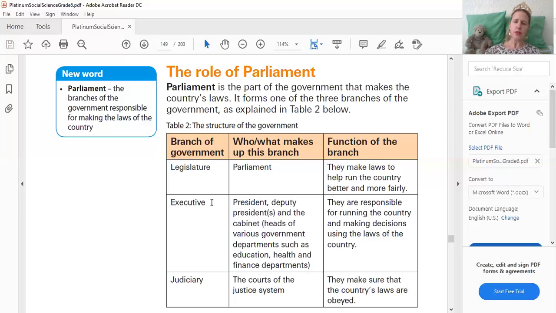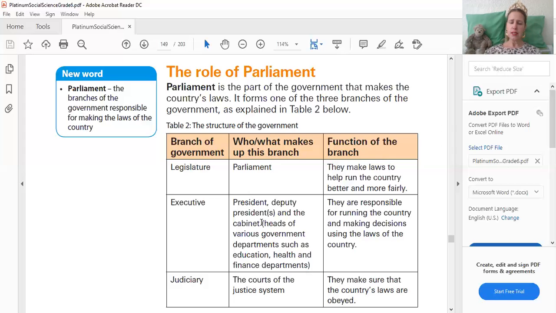Then executive. When you think of the word executive, do you not think of a man in a suit with a briefcase? He's at the boardroom table, he's standing, his staff are sitting at each side of the table, and he is the CEO. Executive, chief executive officer. So I think of executive as the boss in the boardroom with the people in charge. Who makes up the executive branch in our country? The president. So he's like the CEO. President, deputy president, and the cabinet.